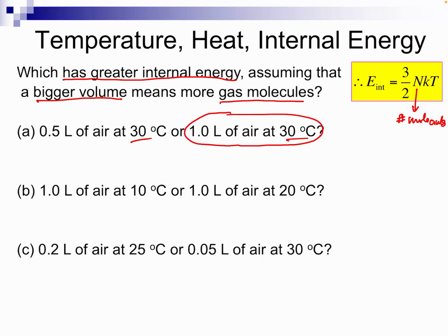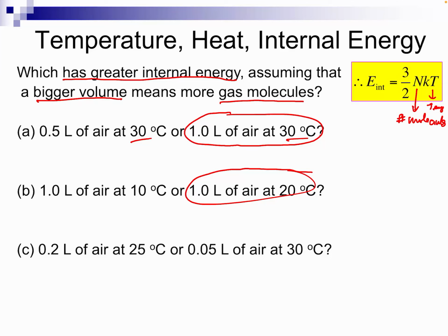1 liter of air at 10 degrees Celsius, and then the same volume, 1 liter of air, but at a higher temperature. Which one will have a greater internal energy? Yeah, good. So higher temperature, of course, will have higher internal energy. What if you have 2 different volumes and 2 different temperatures? 0.2 liters of air at 25 degrees Celsius versus 0.05 liters of air at 30 degrees Celsius. Which one will have a higher internal energy?